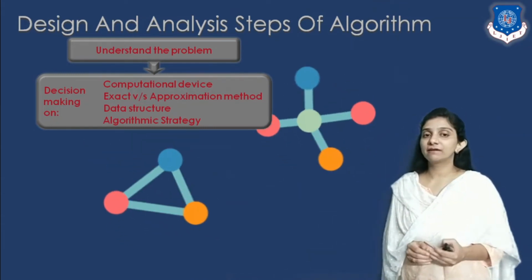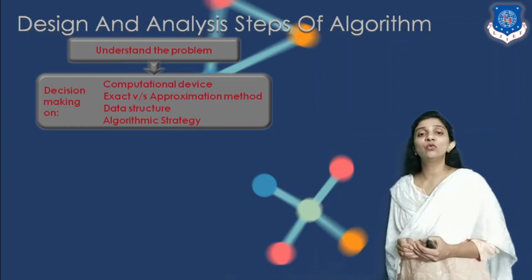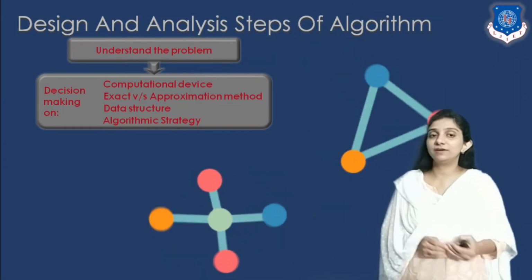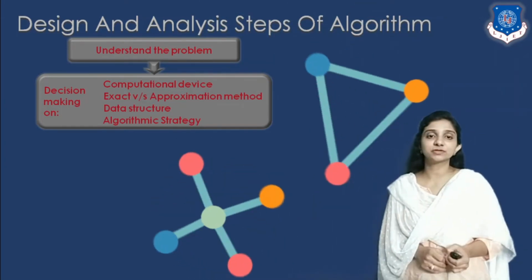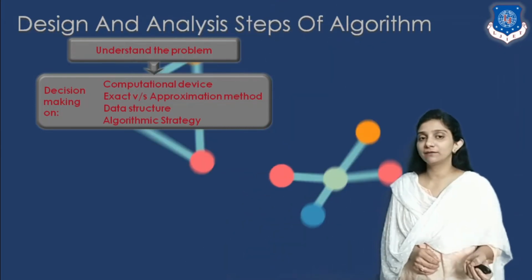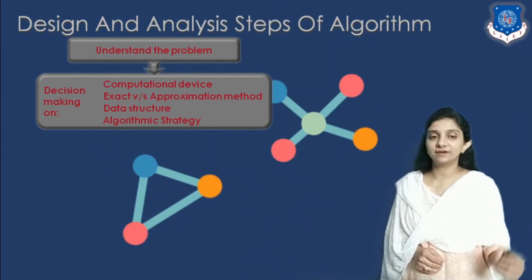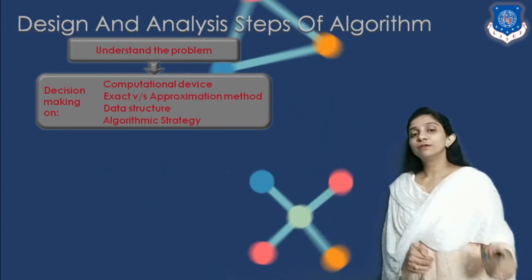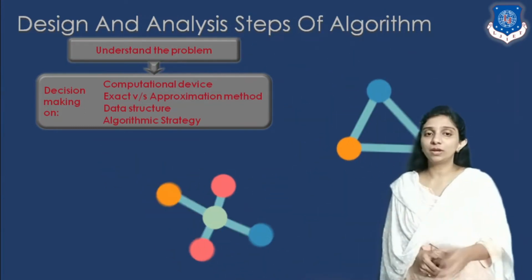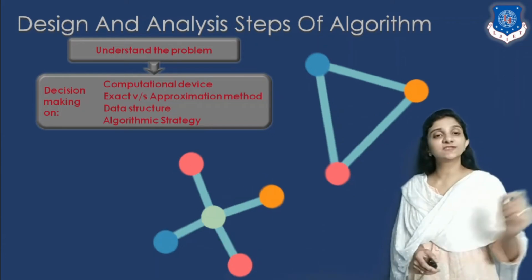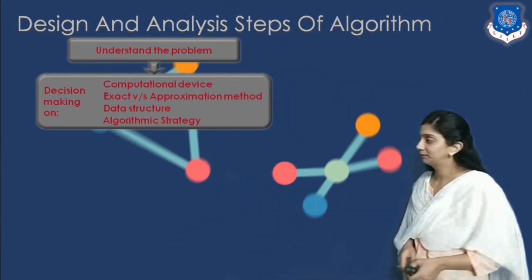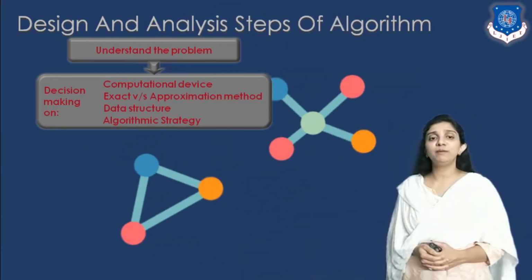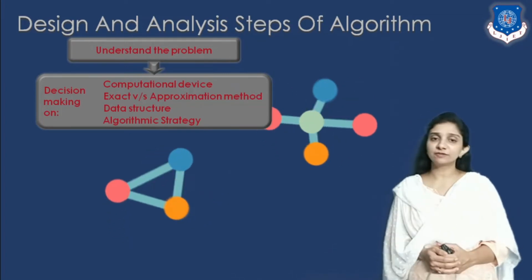Inside linear, there are arrays, list, queue, stack, whereas in non-linear data structure, there is a tree and graph. There are other data structures too, which are variations of tree and graph. So you should know the proper working of data structures if you are going to select them in your algorithm. The last decision you should make clear is about algorithmic strategy.